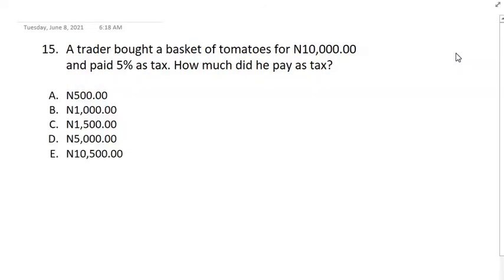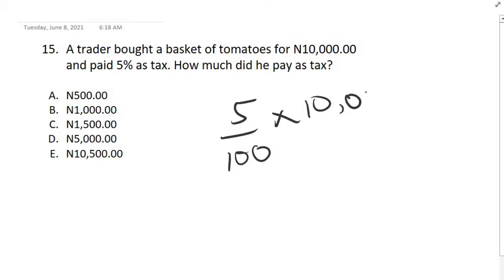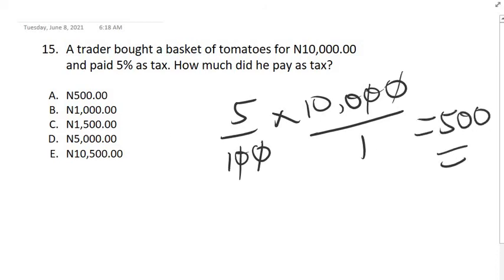Question 15. A trader bought a basket of tomatoes for 10,000 naira and paid 5% as tax. How much did he pay as tax? Since he paid 5% as tax, just find 5%. Percent means over 100, so 5%, 5 over 100 of the amount, which is 10,000 over 1. 20 cancels 20. 5 times 100 will give me 500, which is the right answer. So the answer is A.